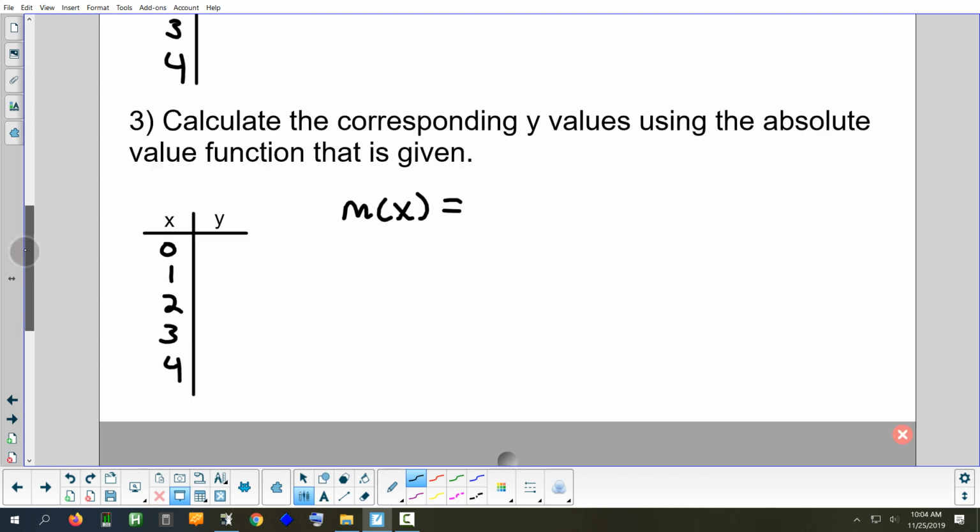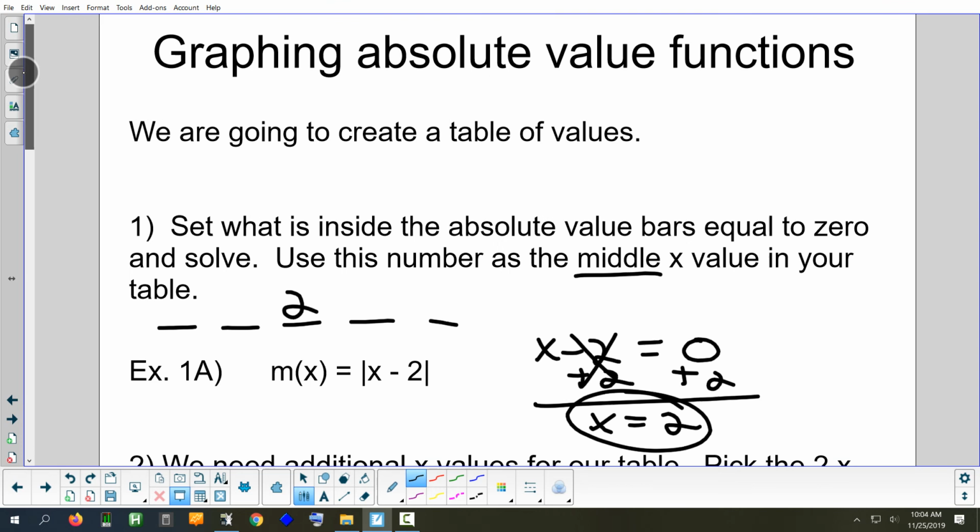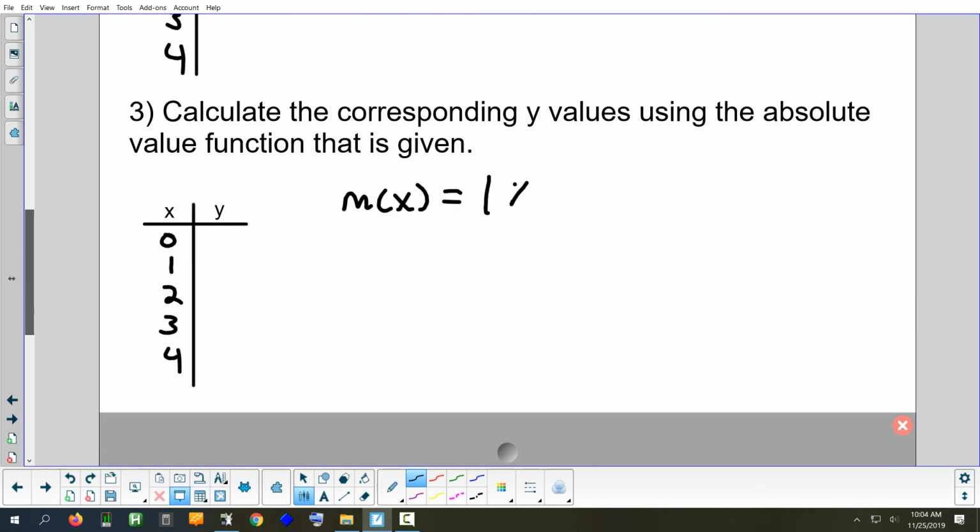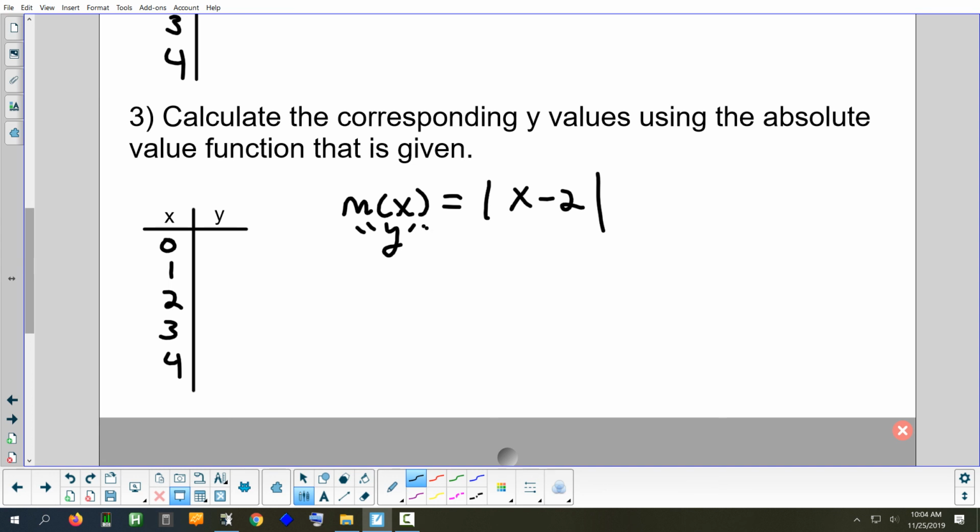So our formula is m of x equals absolute value of x minus 2. Remember, m of x or f of x or anything of x, that's really just like writing which letter? Y. Okay? It's just like writing a y. So let's plug in each number one at a time, and we'll get our y values. Lucas, what's my first x value to plug in? 0. Yep, 0.